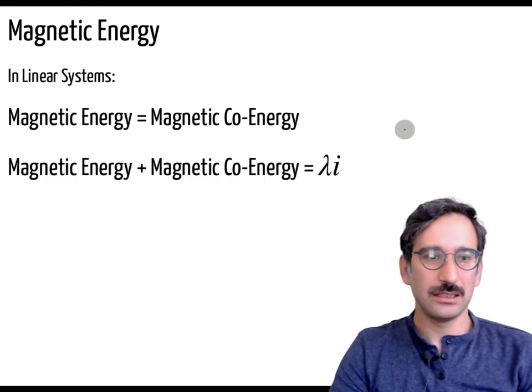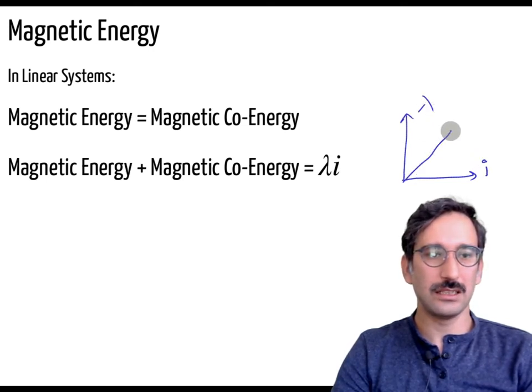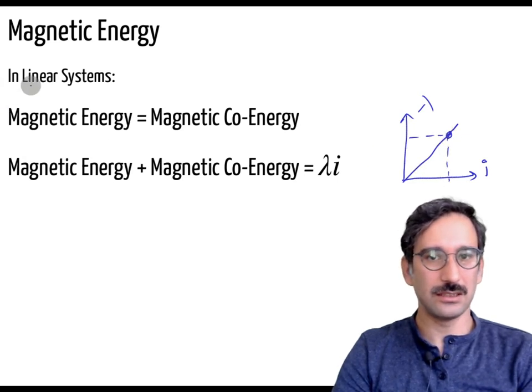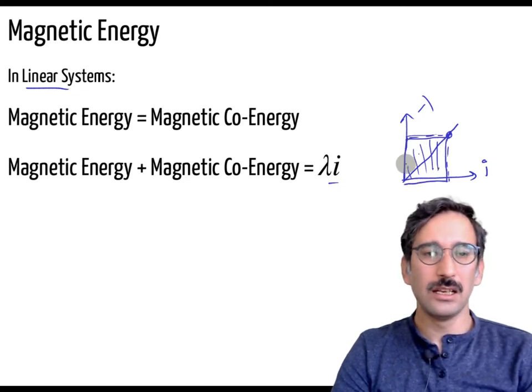Let me write it again here for simplicity. If this is current, this is your flux linkage. Again, that area, this is for linear systems. This is the energy, this is the co-energy. So the multiplication of the flux and current gives you the total area of that square or rectangular area.